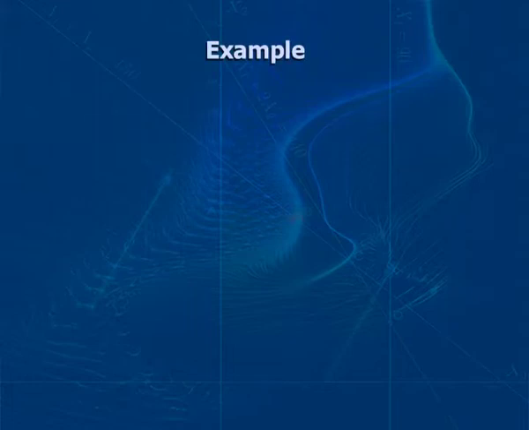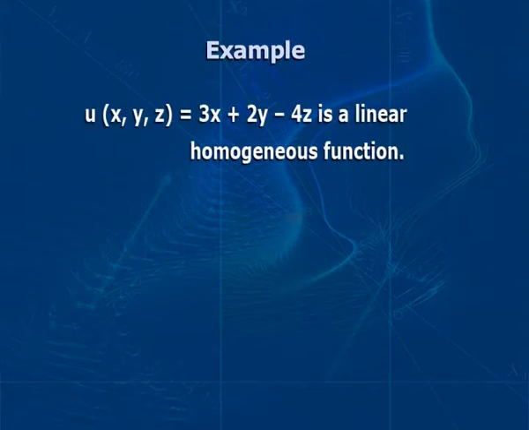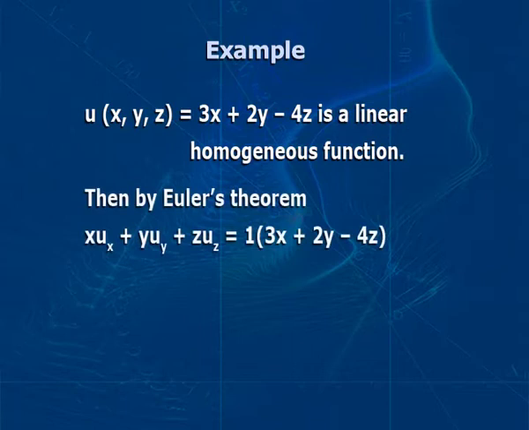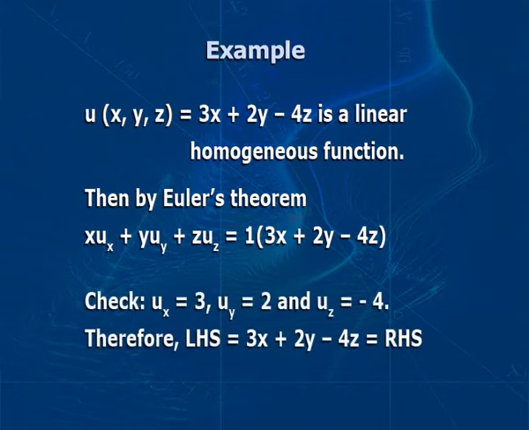Let us take an example. u(x, y, z) = 3x + 2y − 4z is a linear homogeneous function. Then, by Euler's theorem, x ux + y uy + z uz = 1 × (3x + 2y − 4z). Check: ux = 3, uy = 2 and uz = −4. Therefore, the left hand side is equal to 3x + 2y − 4z, which is equal to the right hand side.